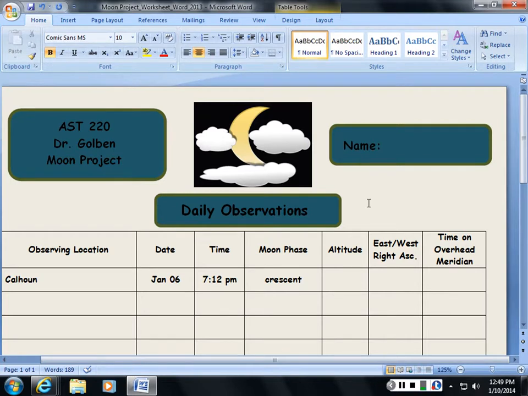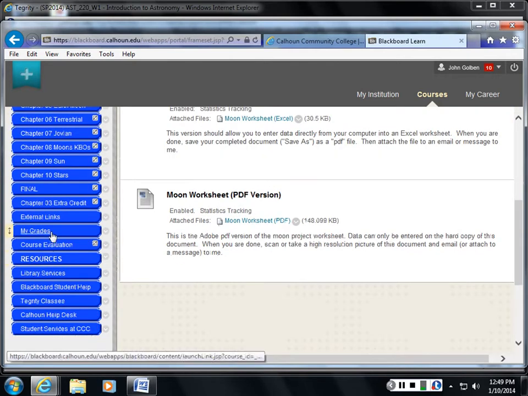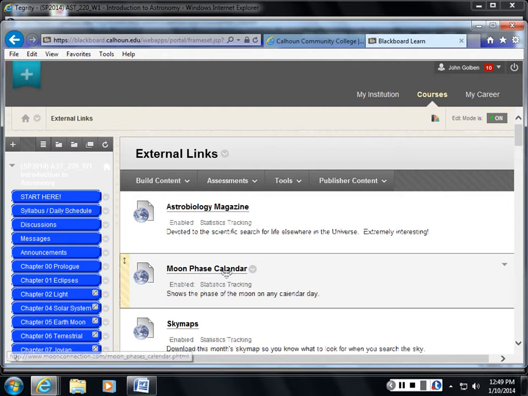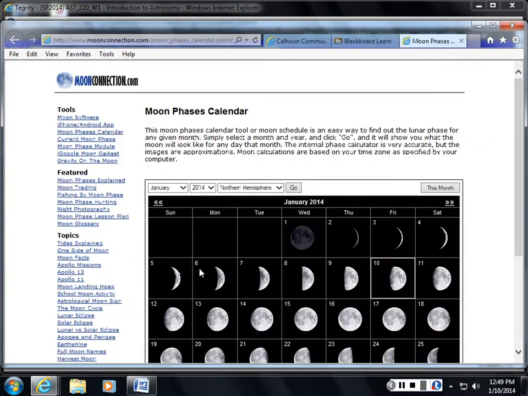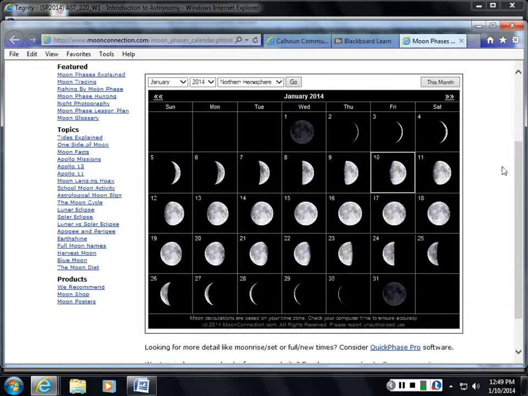Another way to do this is if I go back into the course here, if I go down into the external links and click on Moon Phase Calendar, I would get a calendar that shows the phases of the moon for my particular month. So this is always updated as to your particular month at the time.